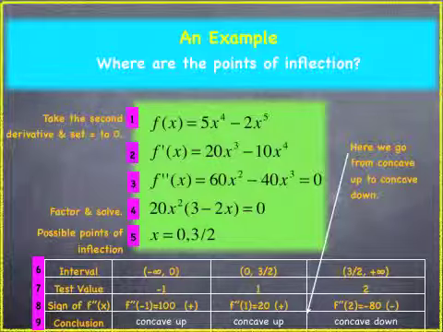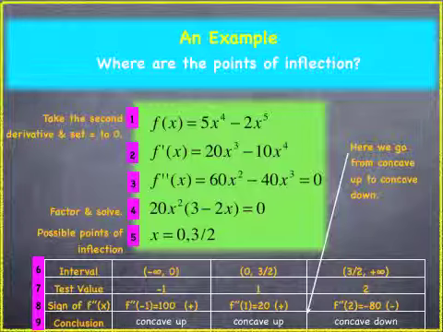So let's do an example. Many times you're not given a graph. If you're given a graph, it should be pretty obvious where the points of inflection are. And by the way, I didn't mention earlier, but I do have a video on concavity, so if you don't know what I'm talking about when I talk about concave up or down, I have a video that does explain that. So let's move on.